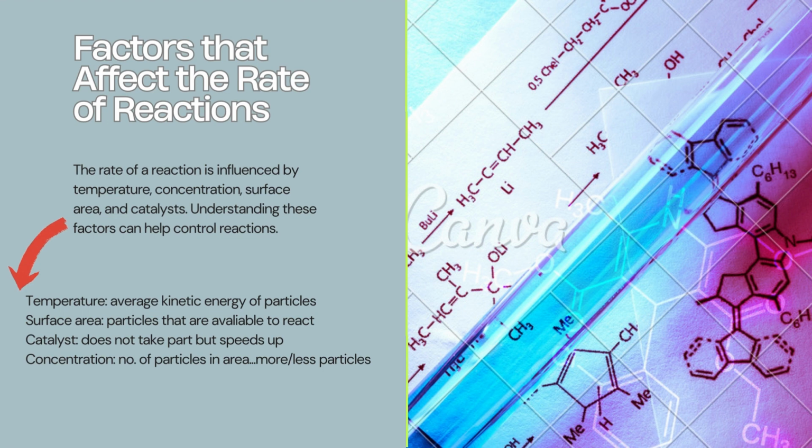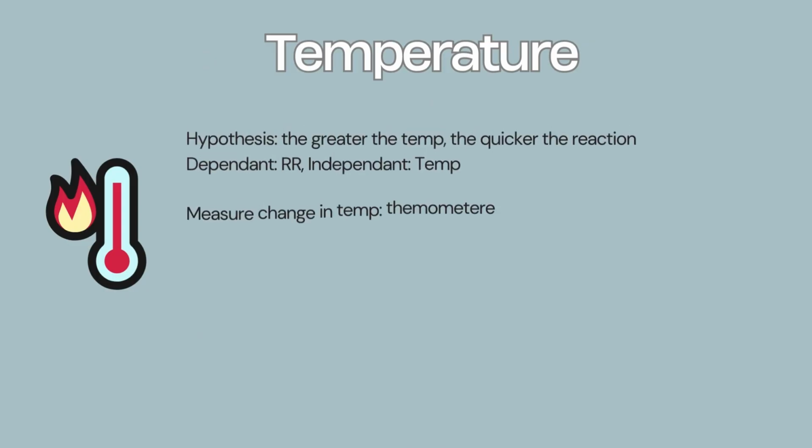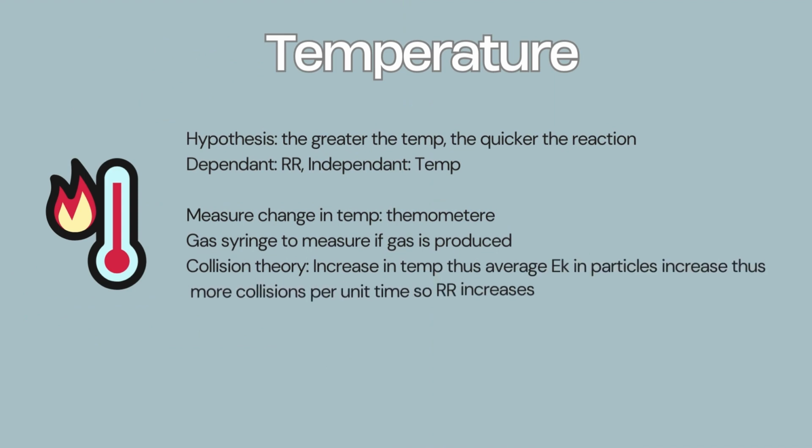Like mentioned before, the first part is the factors that influence the rate of reactions. Temperature is the average kinetic energy of particles; surface area is the particles that are available to react. A catalyst does not take part in the reaction, but it does speed up the reaction. And concentration is the number of particles in the area, which will be either more or fewer particles. Let's look at each one individually.